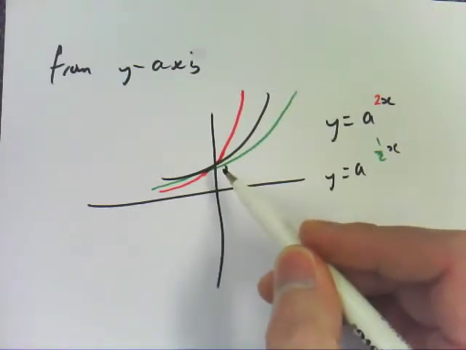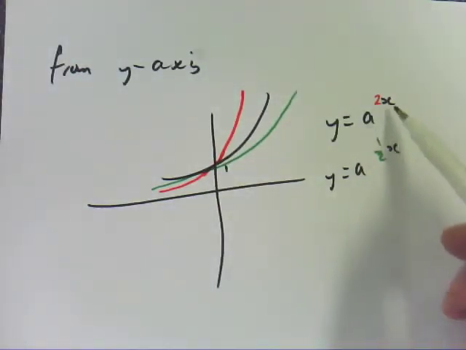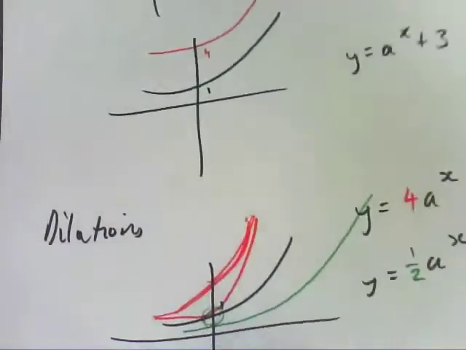Quick question, why? Because if x is 0, it's always going to be 1, isn't it? Because anything to the power of 0 is 1. So it's always going to go through 1 here. But if x is 0 here, then a to the x is 1, and then you multiply it by 4, so you can shift it up and shift it down. So keep that in mind.